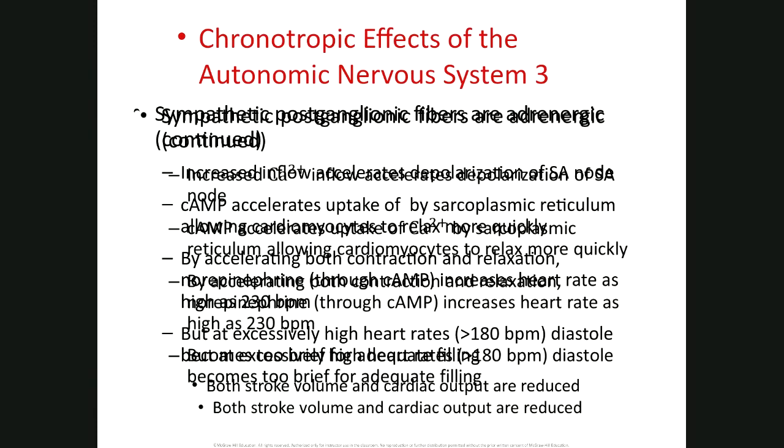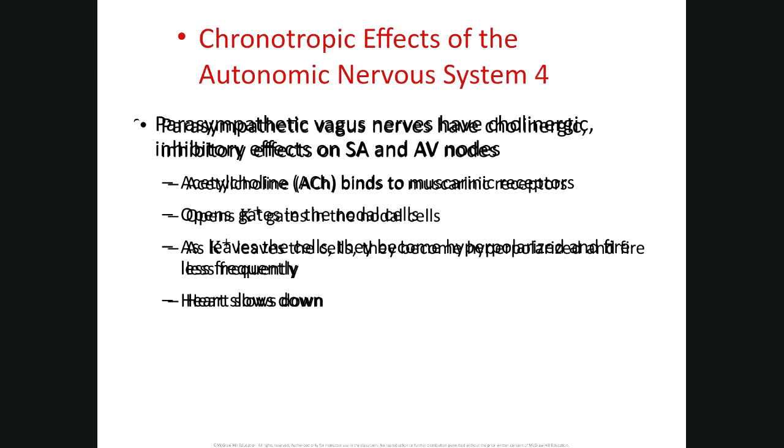Now, the parasympathetic is by way of the vagus nerve, basically also from the medulla oblongata, and it will have inhibitory effects on the SA and the AV nodes. We use acetylcholine, and the heart slows down.